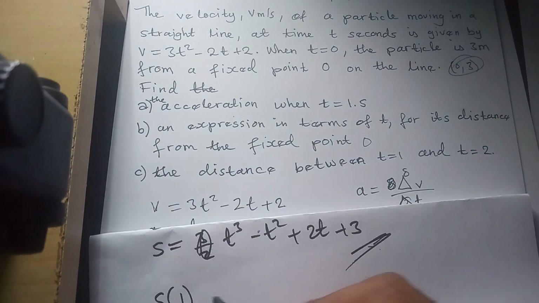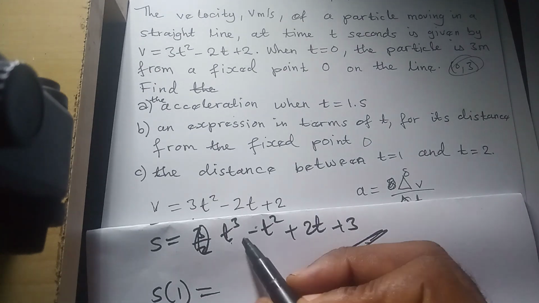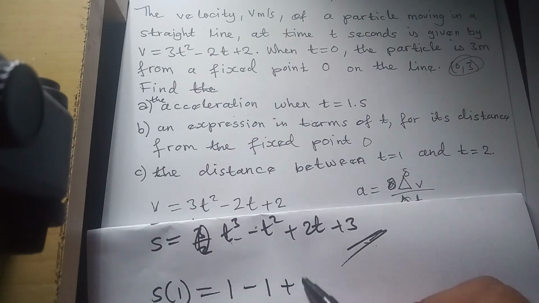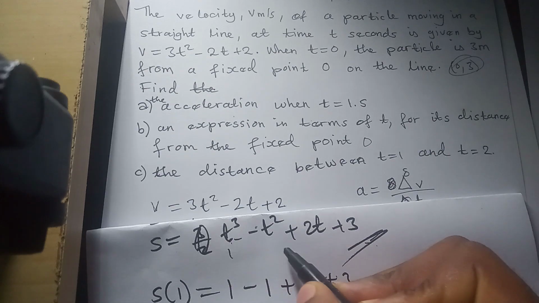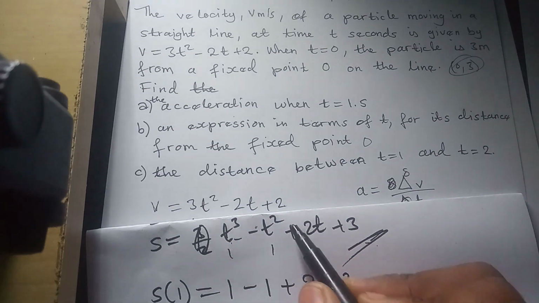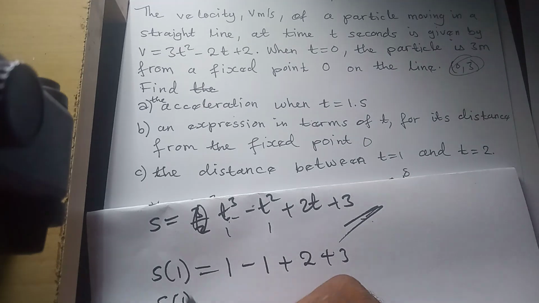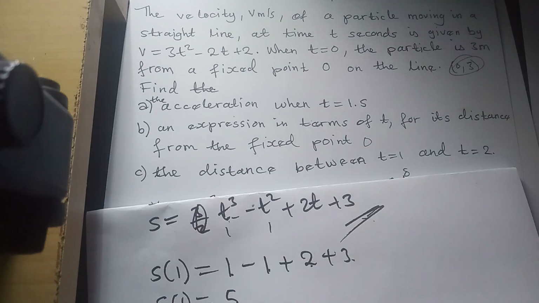So our s of 1, this is easy. This part here will be a 1, this one will also be a 1, this will be a 2, this will be a 3. I'm just substituting ones there. So whether I cube it or I square it, it will still be a 1. So s of 1 will be this minus this is 0, this plus this is 5.